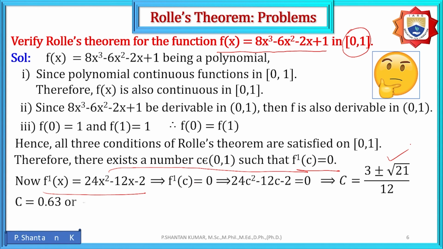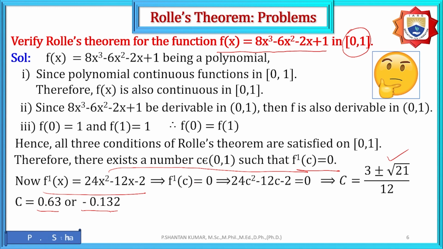And here, one of the roots, with the help of the plus, the value is plus 0.63, and again with the minus, that is 3 minus root 21 by 12, the value is minus 0.132. Now we need to understand, as per Rolle's theorem, if the three conditions are satisfied, then there exists c belongs to (a, b). And what is a, b? The given interval is 0 comma 1.